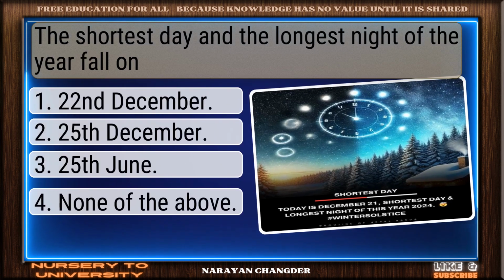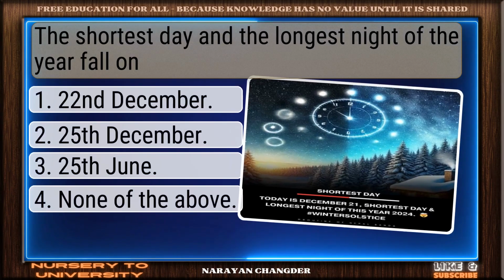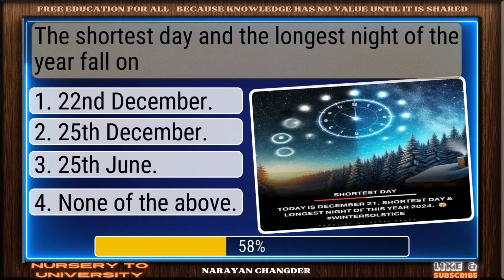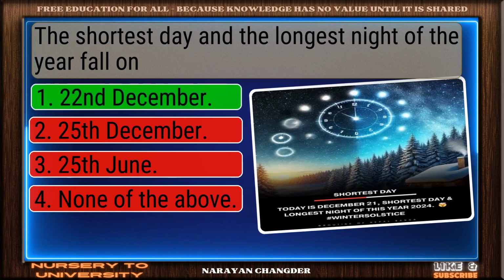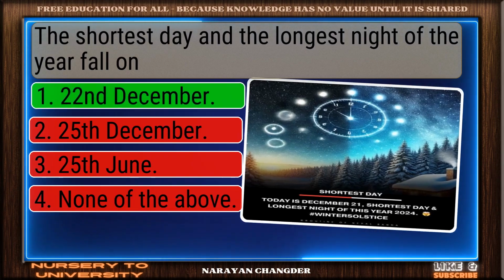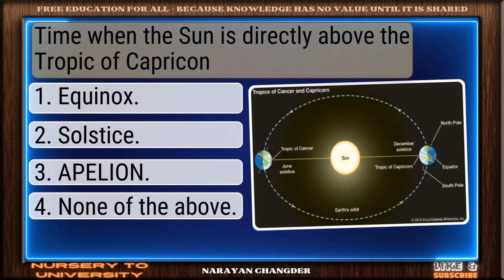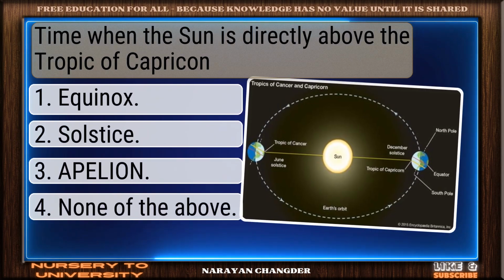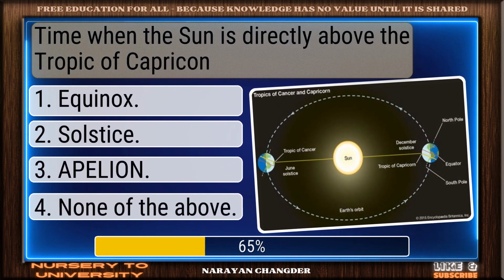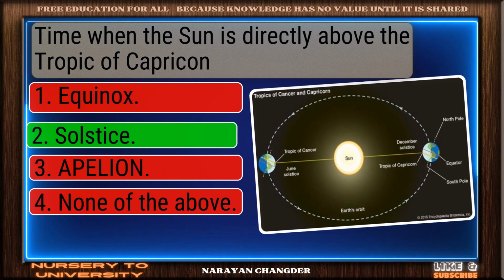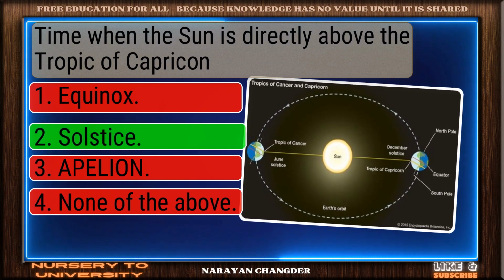The shortest day and the longest night of the year fall on... Nicely done. 22nd December is a solid answer. Time when the Sun is directly above the Tropic of Capricorn. Correct. Solstice is the right answer.